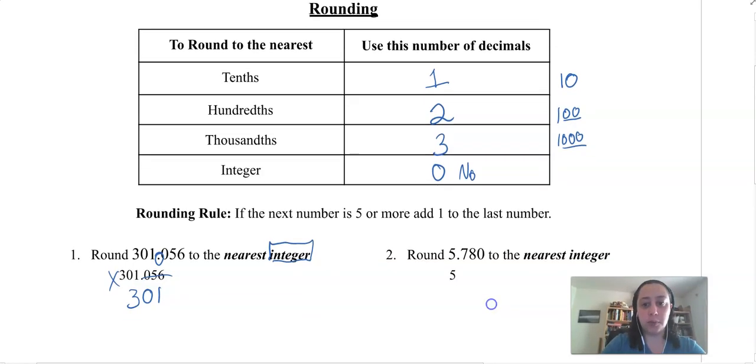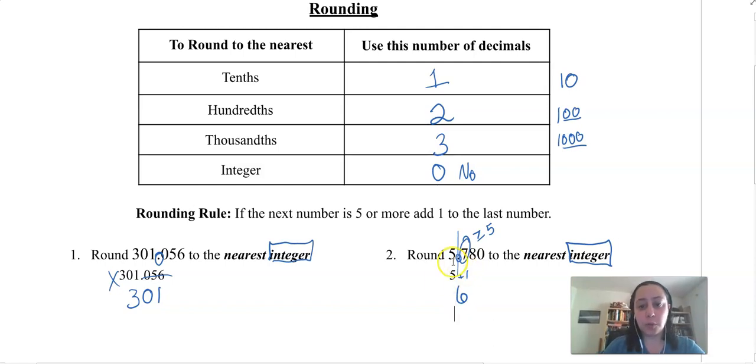Let's do another example. Round 5.780 to the nearest integer. Again, we have integer. Integer means no numbers after the decimal point. Here's my decimal point. I'm going to cut it off here. So their answer here, 5, is an integer. But now if we look at the next number, 7, is 7 bigger than 5? 7 is greater than or equal to 5. So we have to add 1 to the previous number. So we're going to do 5 plus 1, and that gives us 6.